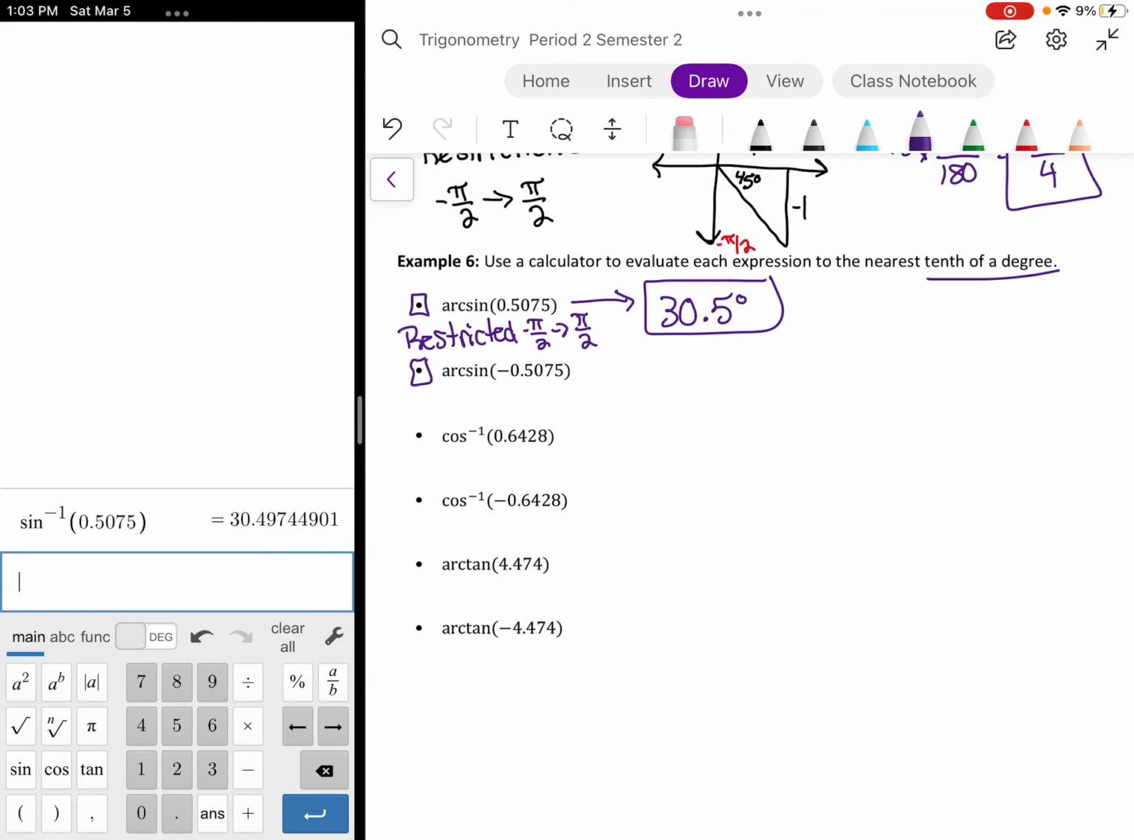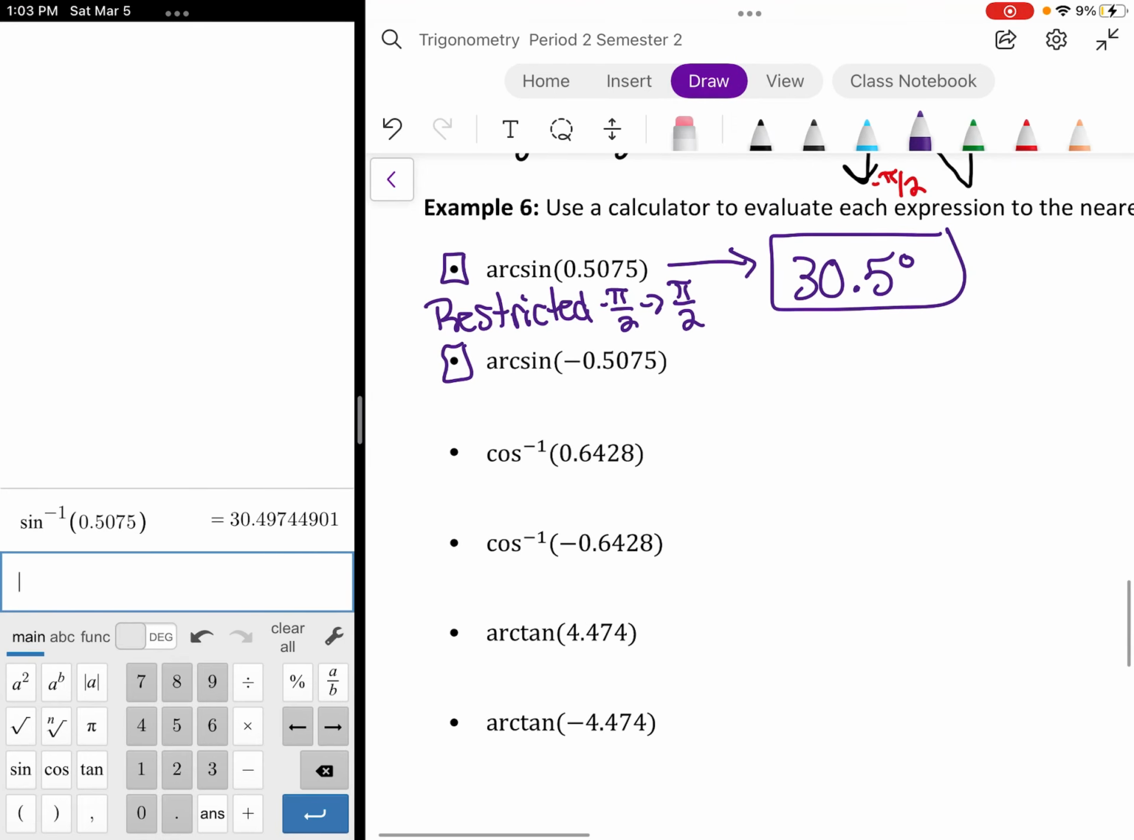And remember, when you type this in, you're only going to type in the positive value. So for arc sine of negative 0.5075, we would still use this 30.5, but remember, that's our reference angle. So if it's negative, that means we're going to be in the fourth quadrant down here, which would just mean that our angle is negative 30.5 degrees.